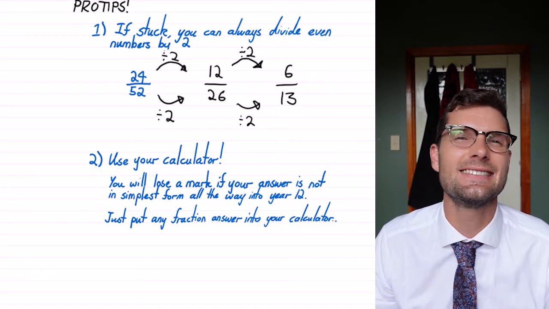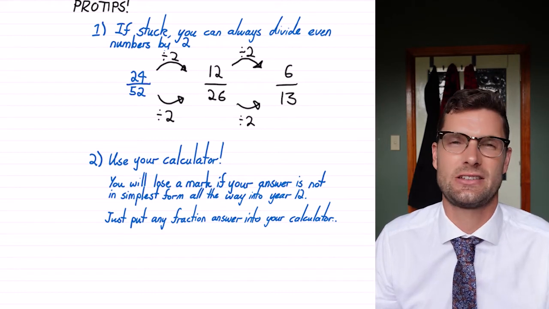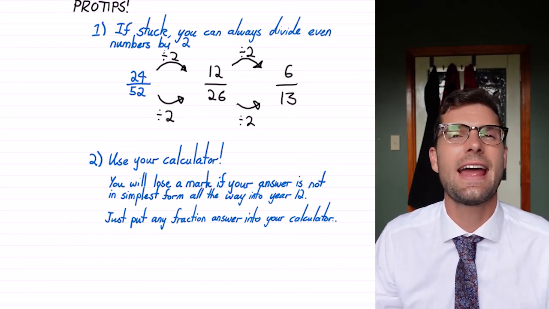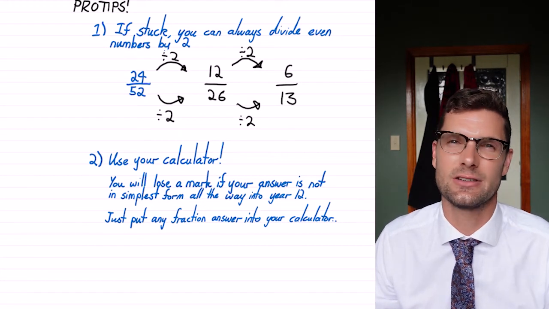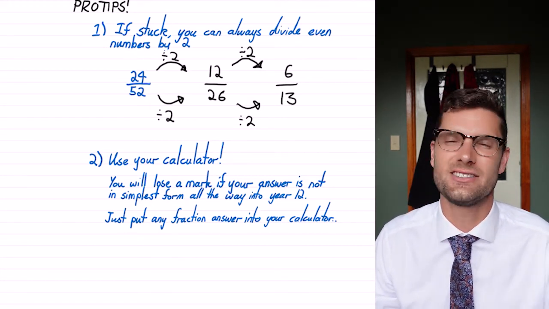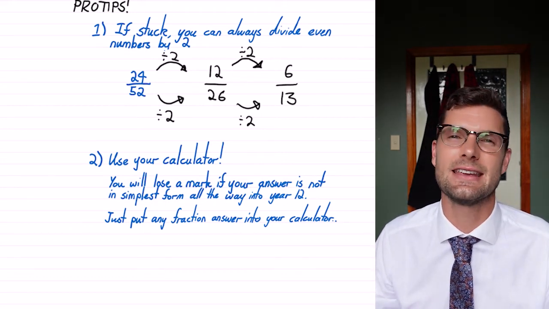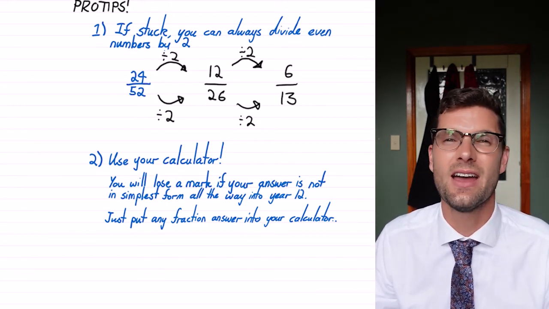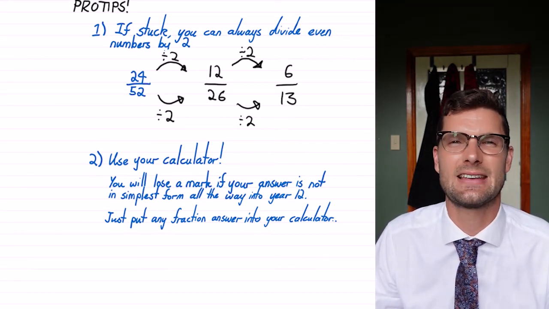The second hint is that you should always use your calculator, and this isn't just for questions that ask you to simplify your fraction. If your answer is a fraction, you'll lose a mark if you don't put it in its simplest form. So I would always just type it in my calculator, because the calculator gives you the answer in simplest form every single time. It's a really good way to check your working and just guarantees that you're going to pick up those easy marks throughout a test.